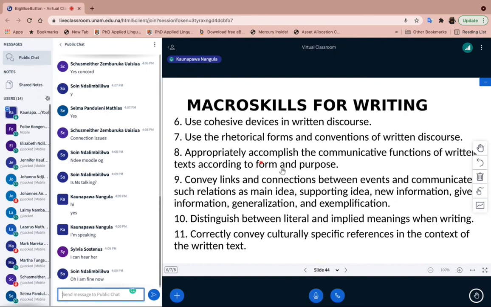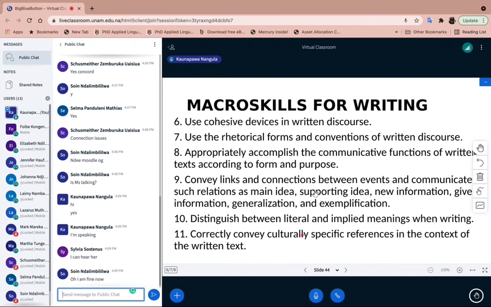And then we have: appropriately accomplish the communicative function of a written text according to form and purpose. You should know your form, like how is that written piece going to look, what is the form that you're going to use, and why are you writing what you're writing, because all of this helps in achieving communicative function. For whatever reason that you're writing, it should show through your writing. And then convey links and communicate such relations as main idea, right?